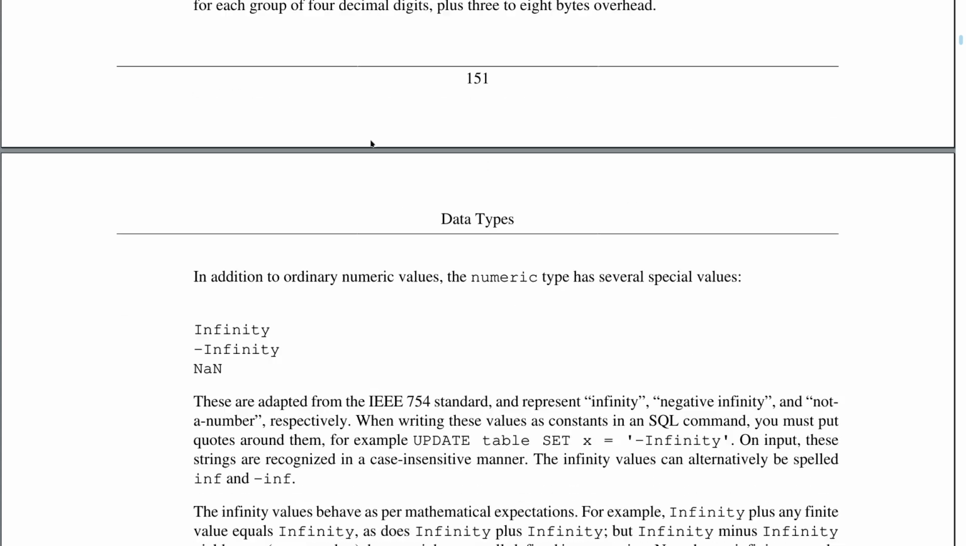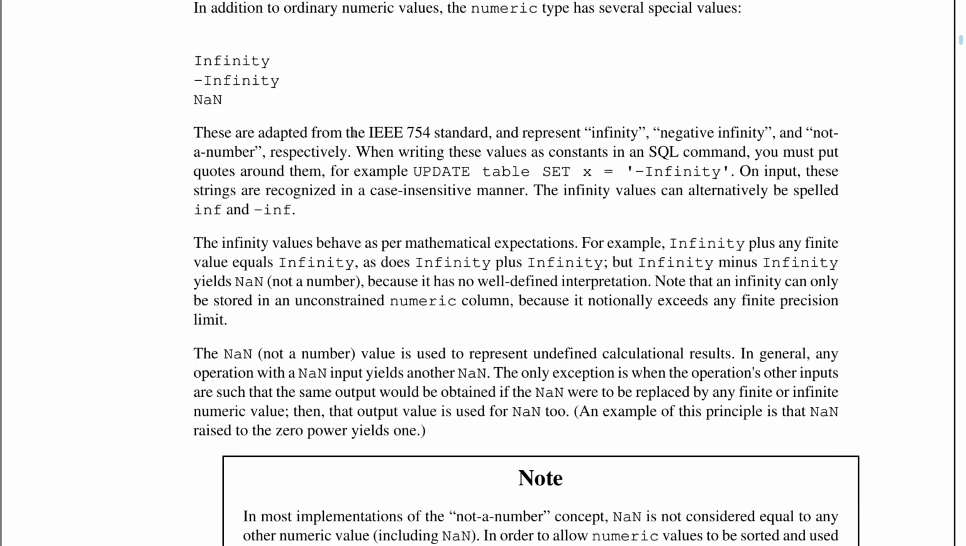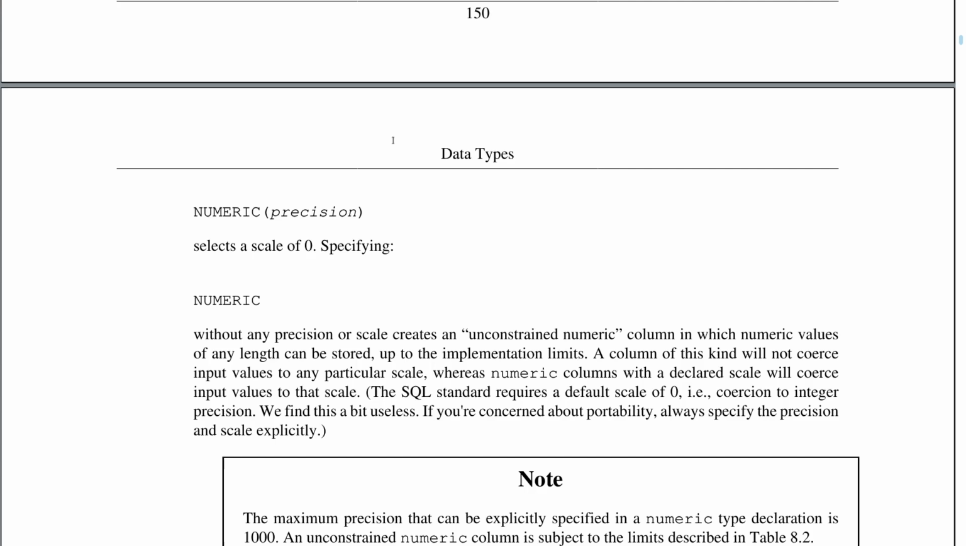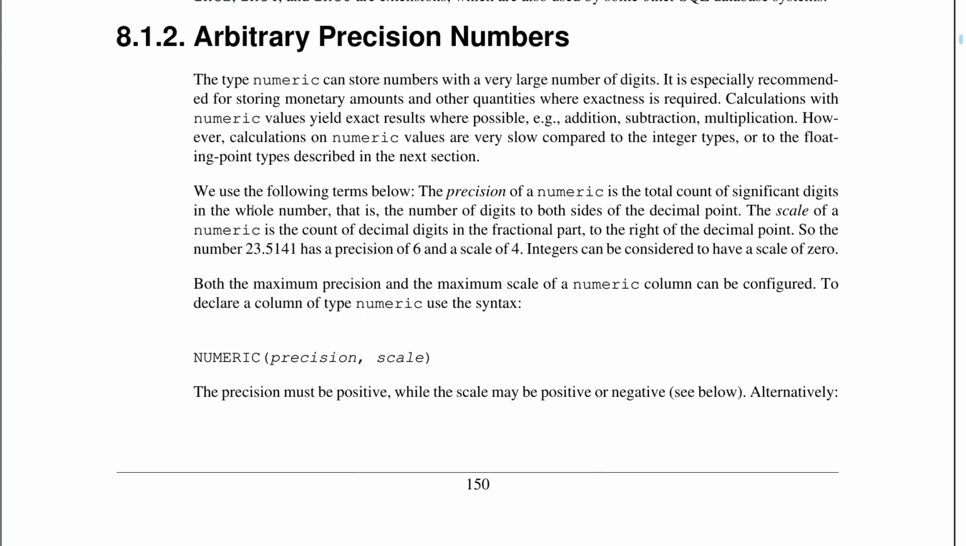In addition to ordinary numeric values, the numeric type has several special values: infinity and minus infinity, along with NaN. These are adapted from the IEEE 754 standard. This is the floating point standard for numbers, and represents infinity, negative infinity and not a number. This standard, if you read it, will also tell you about floating numbers, that is, real and double precision numbers, and how they are stored. That is also given in IEEE 754.